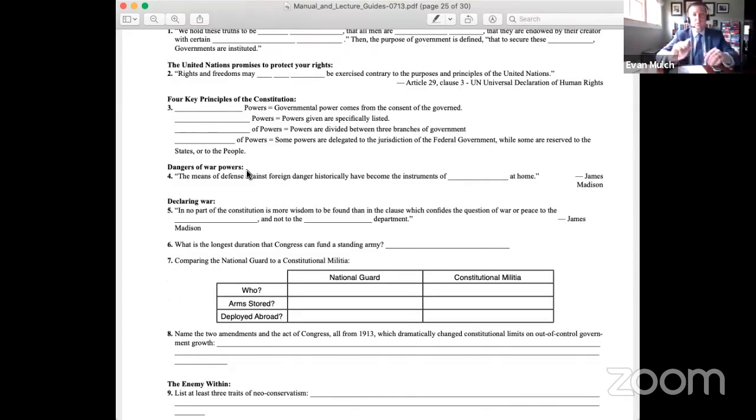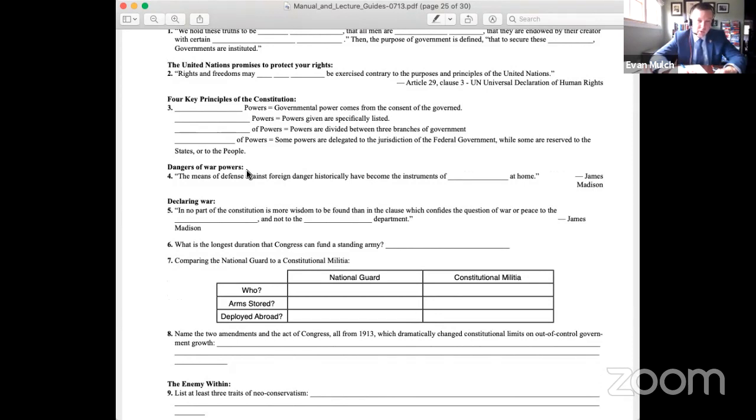If nobody wants to guess on that, the word for that's delegated. Delegated powers equal government powers come from the consent of the governed. Blank powers equal powers given are specifically listed. So which powers given are specifically listed?